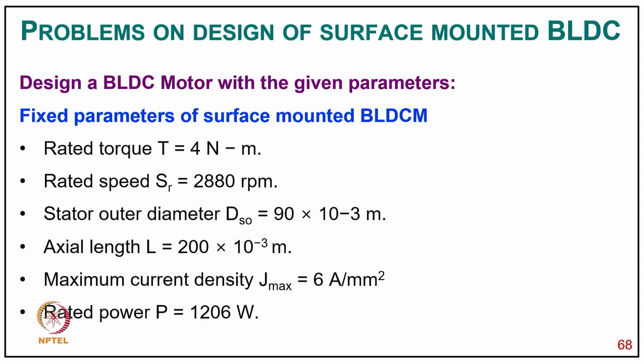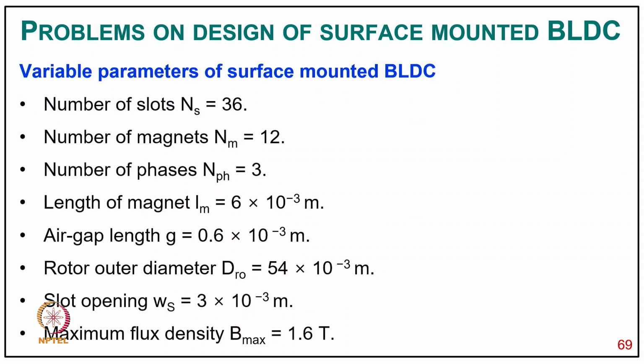Now coming to problems on design of a surface mounted BLDC motor, with an example of design with the given parameters. Fixed parameters of the surface mounted motor are rated torque 4 Newton meter, rated speed 2880 rpm, stator diameter DSO equal to 90 x 10^-3 meter, axial length L equal to 200 x 10^-3 millimeter, maximum current density J max equal to 6 ampere per millimeter square, and rated power is 1206 watt.